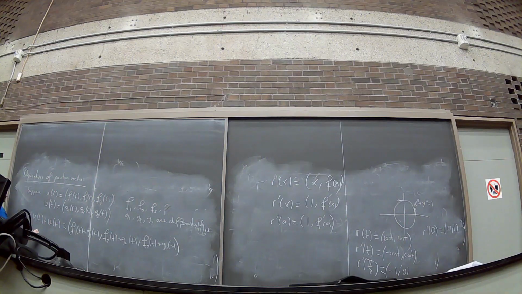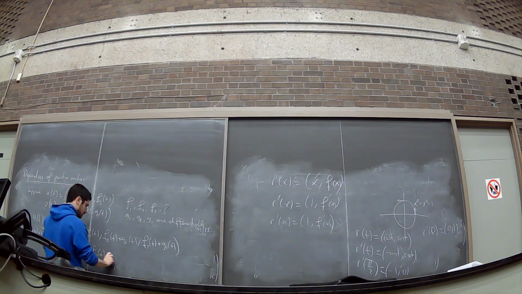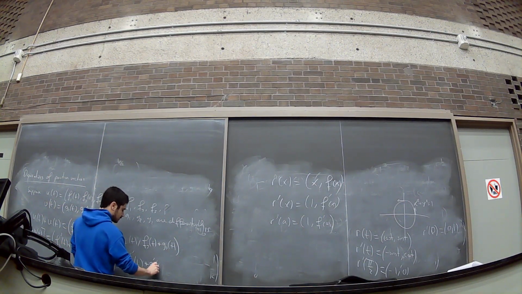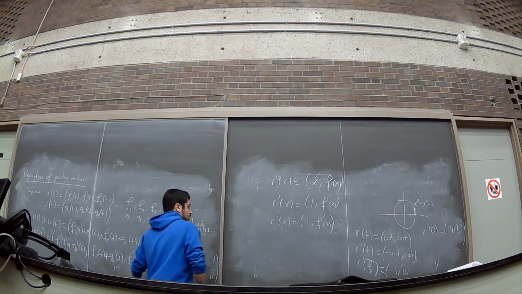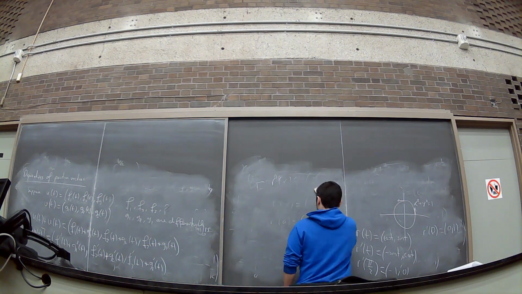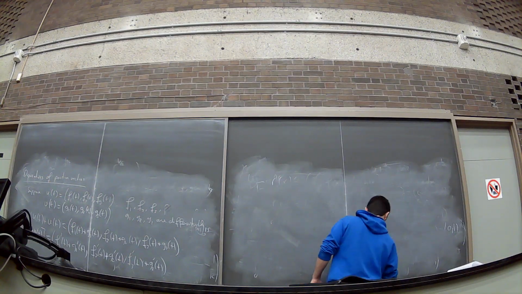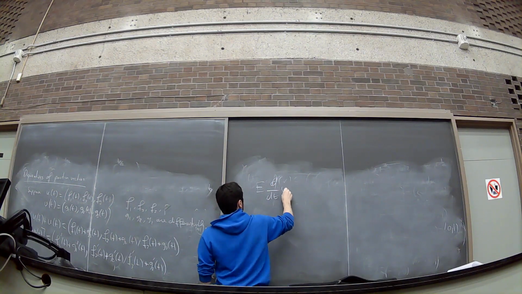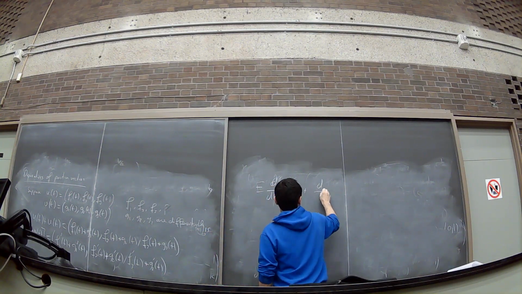How do we define the addition of two vectors? u of t plus v of t, what is that equal to? This is just (f1 of t plus g1 of t, f2 of t plus g2 of t, f3 of t plus g3 of t). What is d by dt of u of t plus v of t? It's clear, right? This is just (f1 prime of t plus g1 prime of t, f2 prime of t plus g2 prime of t, f3 prime of t plus g3 prime of t). And this is nothing but d by dt of u of t plus d by dt of v of t.